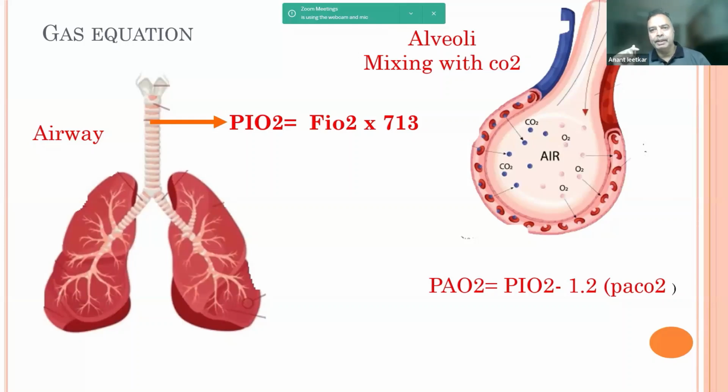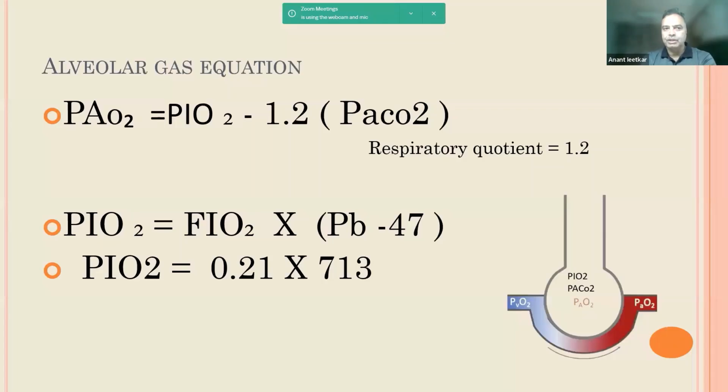When this same air enters the alveoli, it gets mixed with carbon dioxide which is residual in the alveoli. So oxygen pressure in alveoli will get reduced due to the carbon dioxide. So the formula or equation for the alveolar gas pressure is PiO2 minus 1.2 into PaCO2. So as FiO2 goes on increasing, alveolar PaO2 goes on increasing. And as PaCO2 goes on increasing, alveolar PO2 is going to reduce. So this is the alveolar gas exchange.